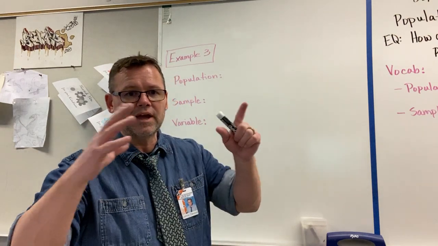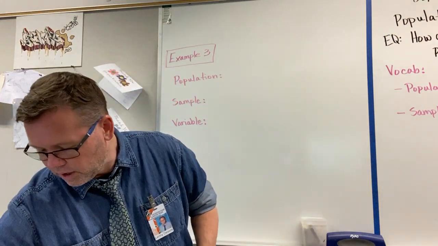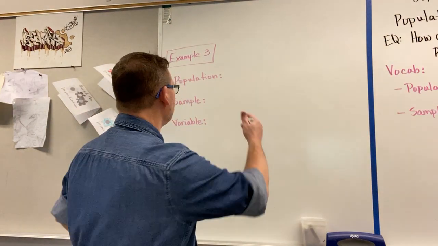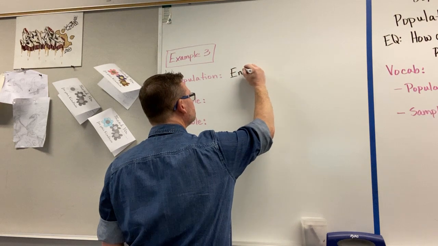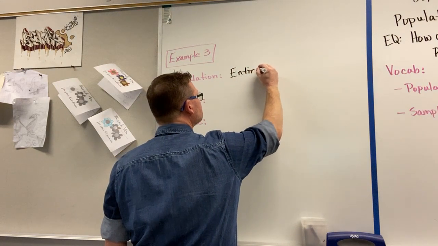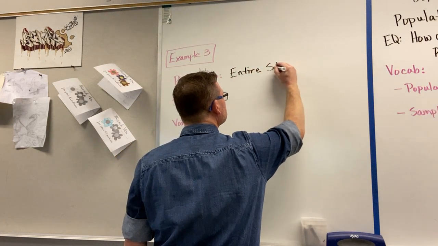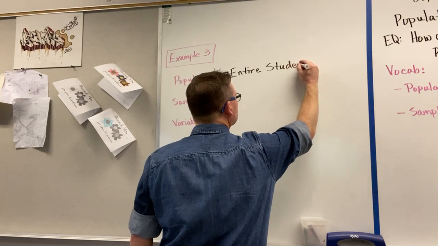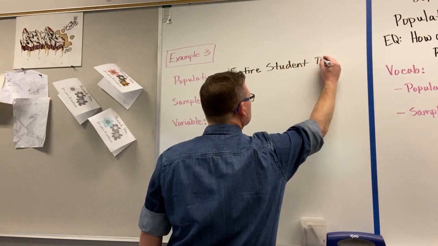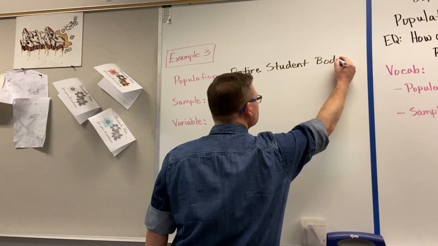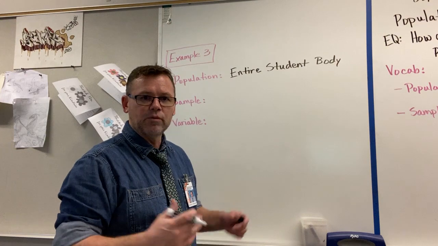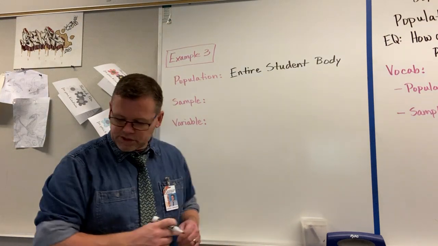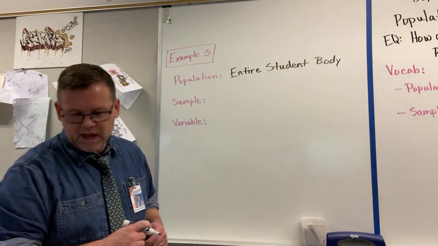So in other words, he doesn't want to go through and look at the entire population. In this example, the entire population would be the entire student body. So in other words, all of the students within that school, okay guys? So that would be the population. The sample size would be a portion.